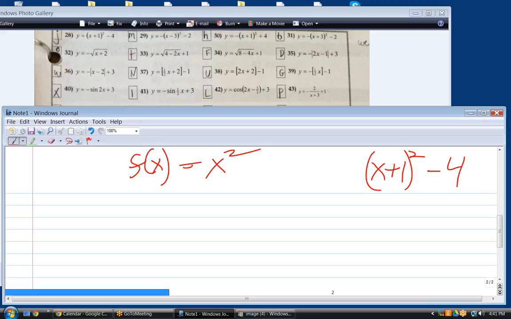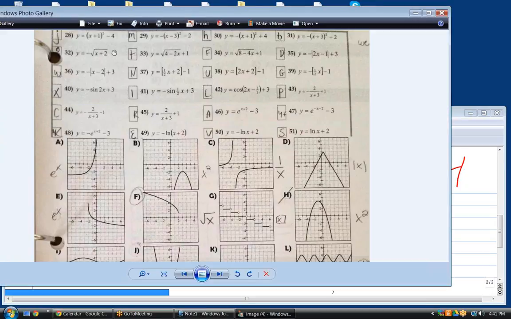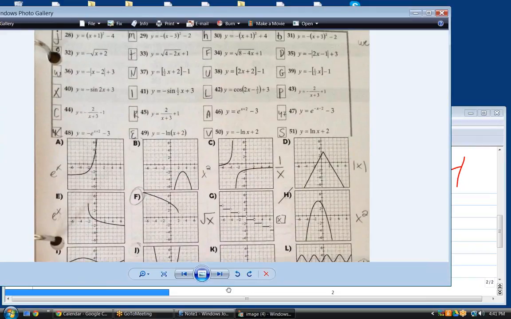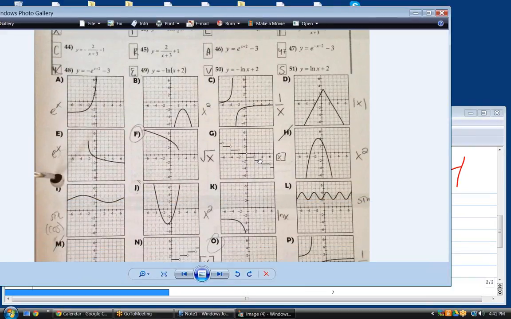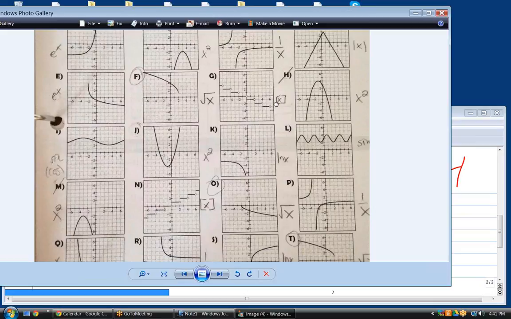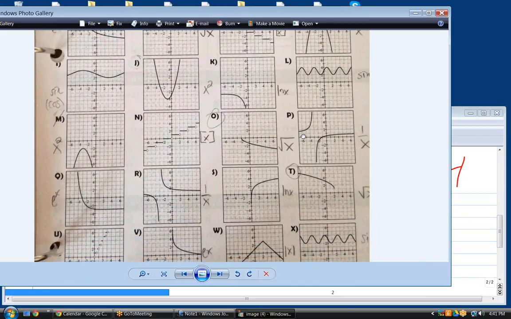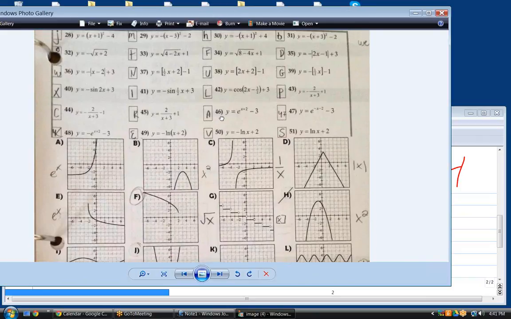It's being shifted 1 to the left, and it's being moved down 4. Okay. And what kind of look is it? It's a parabola, right? Yeah. So it's a parabola that opens up or down? Up. Okay. So where do we have a parabola that opens up that's shifted left 1 and down 4? J. Okay, cool.